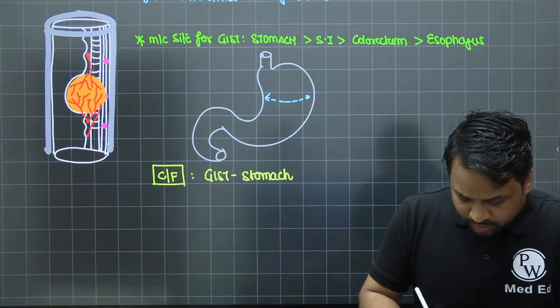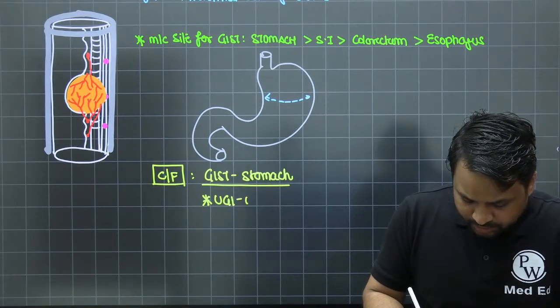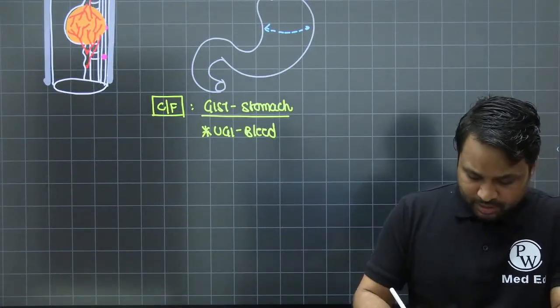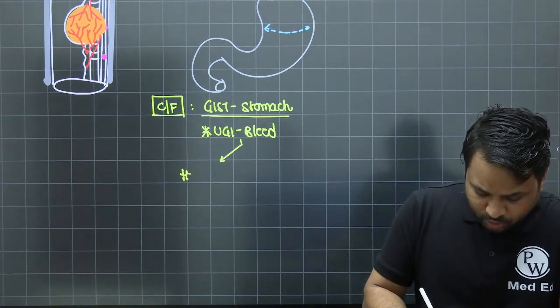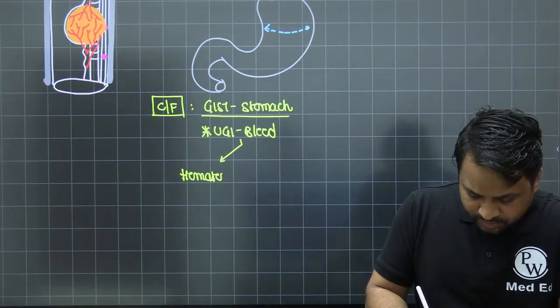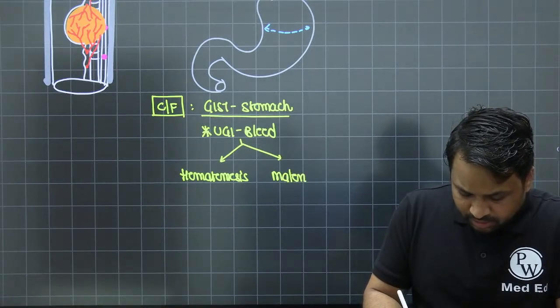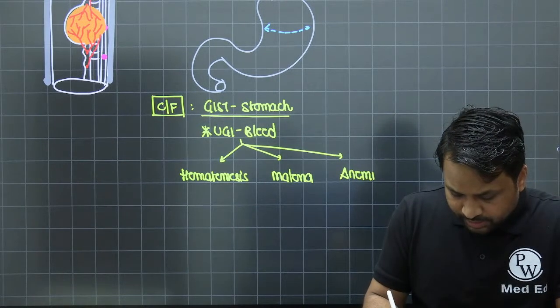Because it is going to erode the mucosa, this is going to present as an upper GI bleed. In an upper GI bleed, the patient will present to you with hematemesis. Along with hematemesis, there will be melena, and due to blood loss, it will be associated with anemia.